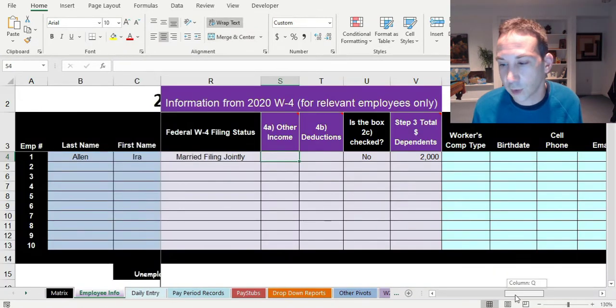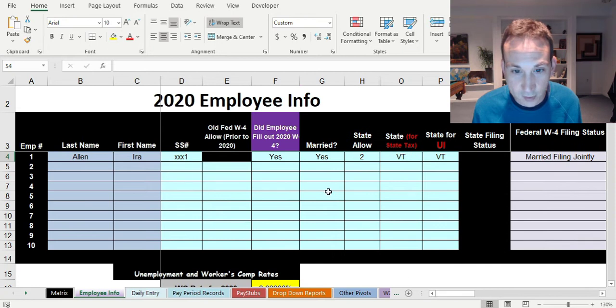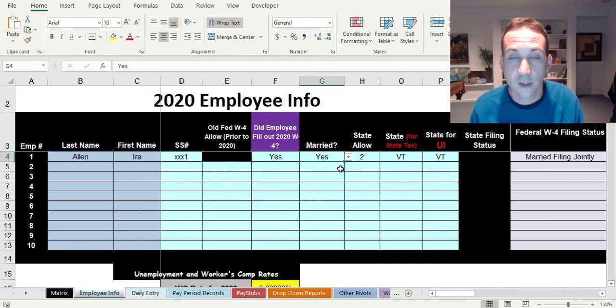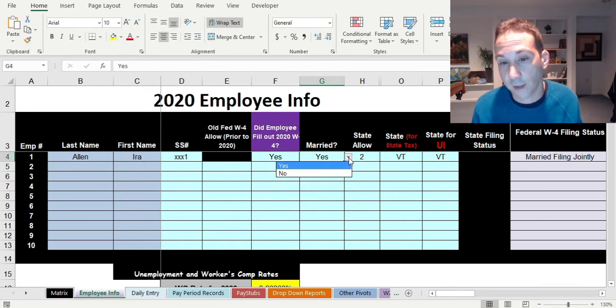If they filled out a 2020 W-4, more questions to answer. Besides that, is the person married or not? In Vermont, there are 2 different tables, one for single and one for married and head of household. So are they married, yes or no? If they're head of household, I think you want to answer yes that they're married for that, really.